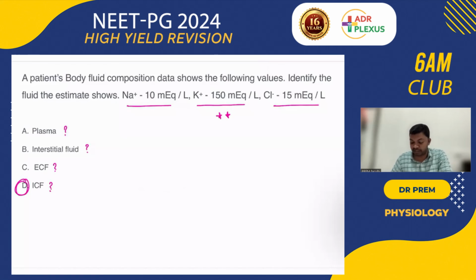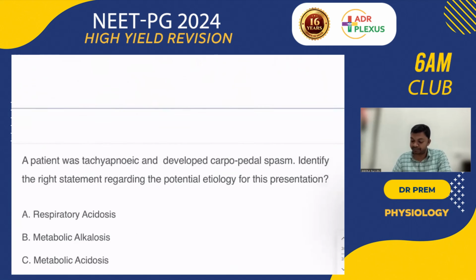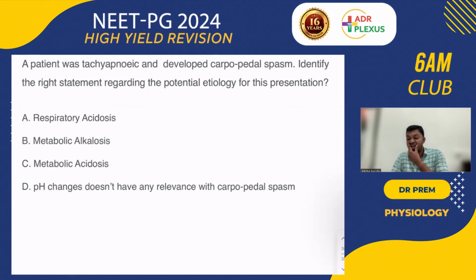All right, perfect. The patient was tachypneic and developed carpopedal spasm. Identify the right statement regarding potential etiology for this presentation. Metabolic alkalosis or metabolic acidosis? Arun, Hariprasad, acidosis. Vinita, alkalosis. Okay. Giri, alkalosis.